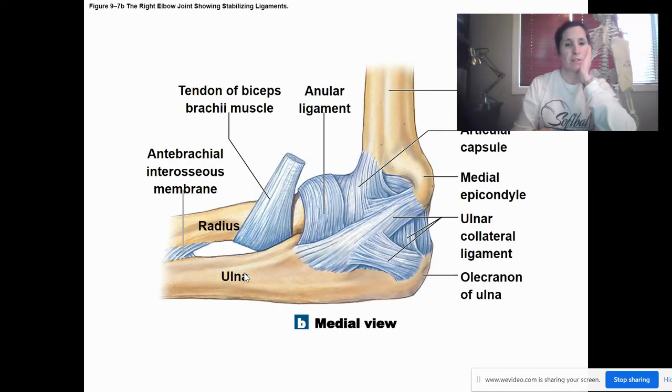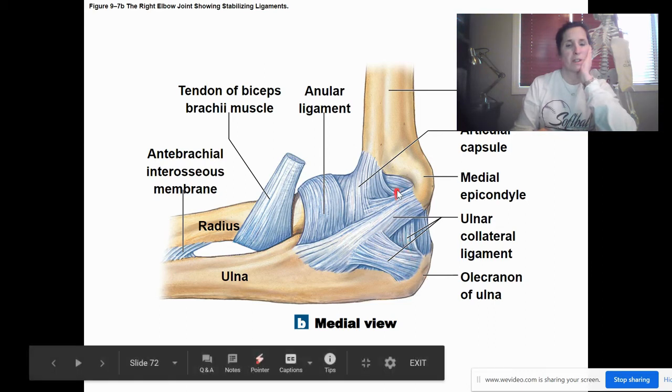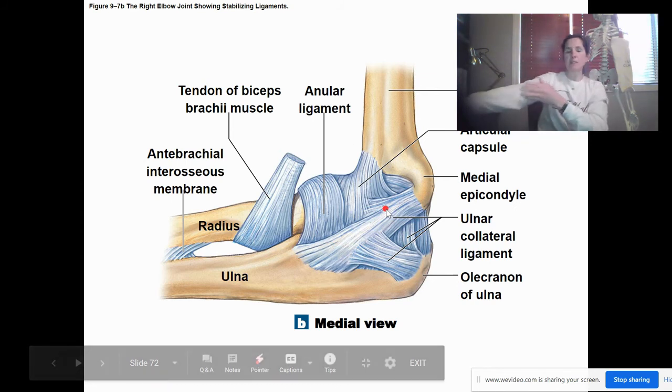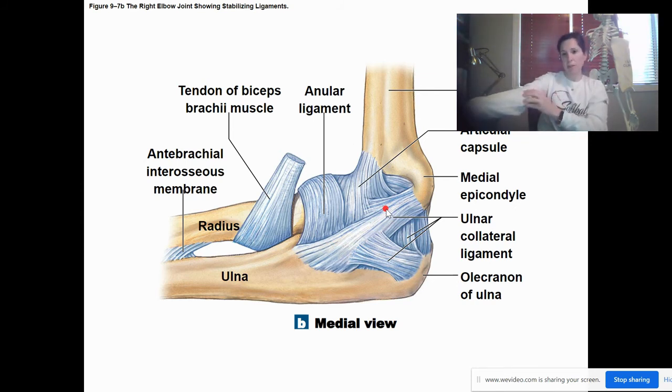This is a medial view. So there's that annular ligament there. And now we have an ulnar collateral ligament that you can see. We could say this is the medial collateral ligament. We have that in the knee too, but here we call it the ulnar collateral ligament. That should be helpful when you're trying to remember where these ligaments are.